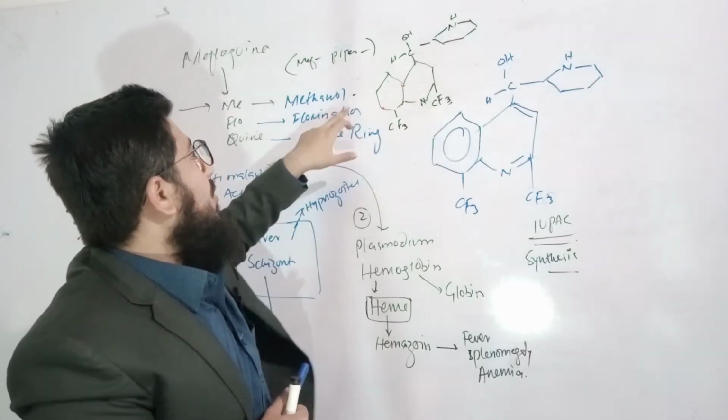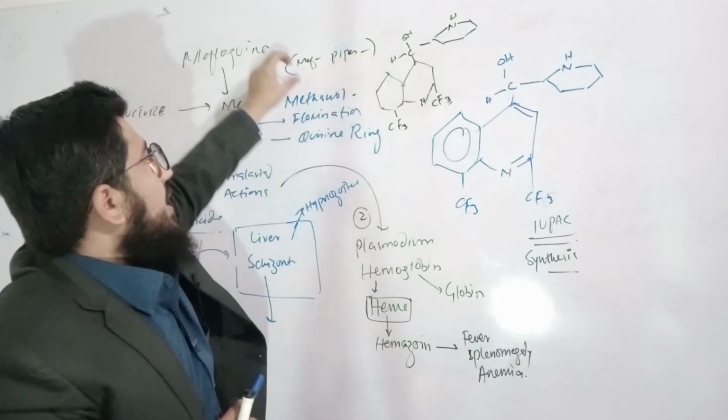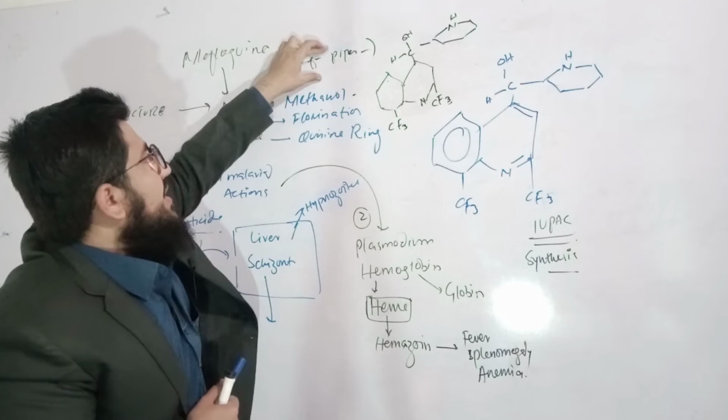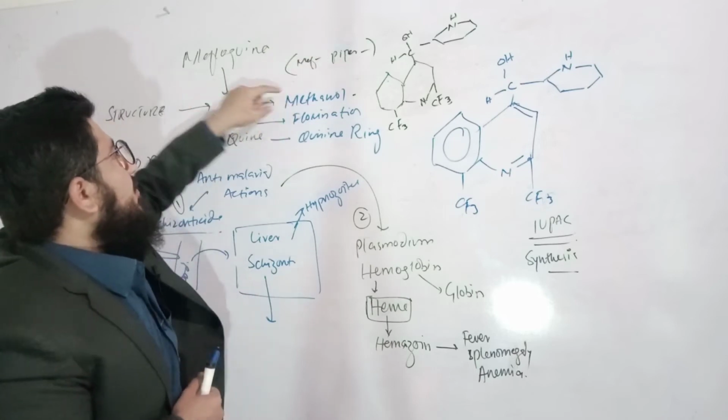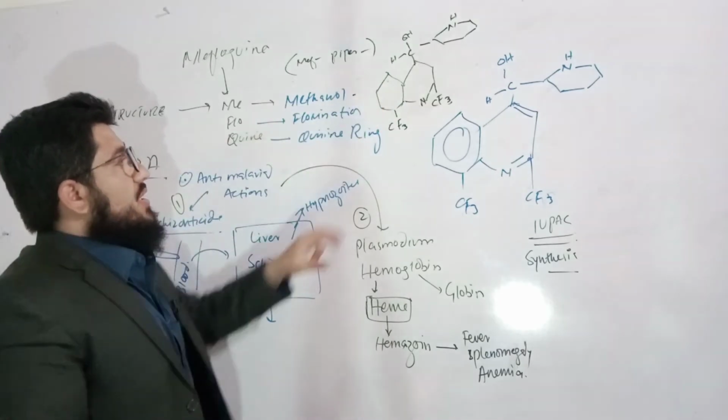Then we will have a bond to which we will attach methanol, carbon and hydroxyl. I told you, remember the stem name. In the stem name, one is done. Mefloquine is done. This mefloquine word, we split into three parts. Then we just draw this structure.